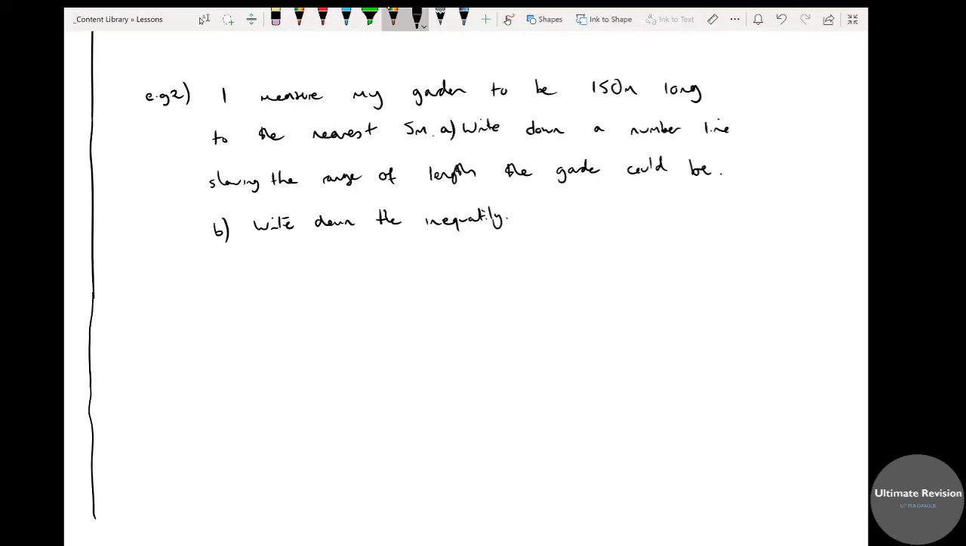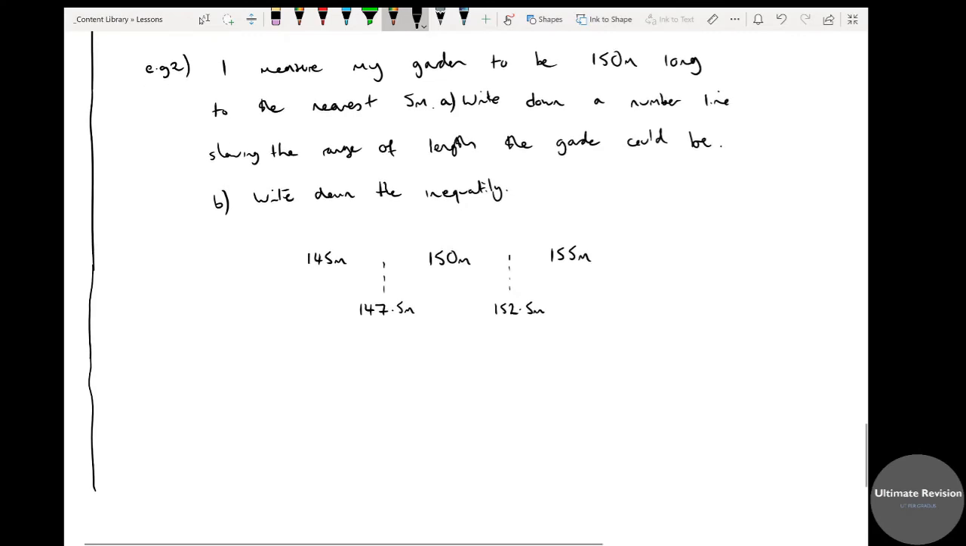But I measure my garden to be 150 meters long to the nearest 5 meters. So how would you answer this question? 150 meters in the middle, you're measuring it to the nearest 5 meters, so your next possible measurement would be 155. The previous possible measurement would be 145. Now that means that the biggest it could possibly be was anything less than 152.5, and the smallest it could be would be 147.5.